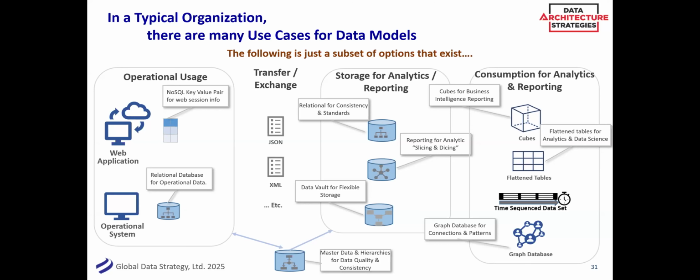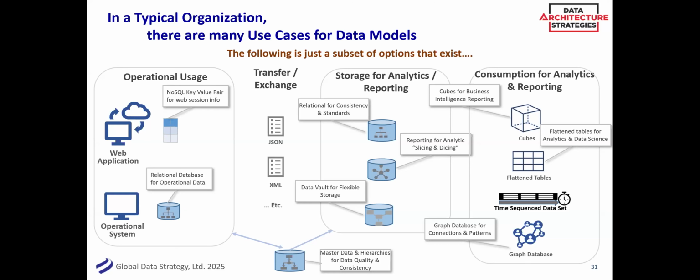Your web apps might have more of a key value pair for your web session, et cetera, right? When you transfer that, it could be JSON, XML, et cetera. There's different ways to exchange data between groups. Your master data at the bottom is often more of a hierarchy or a relational type format. And when you're storing it, there's a cadre of folks that store it in Vault for that flexible storage. You don't have to make all of the business decisions yet, but there are rules that you can break out later.